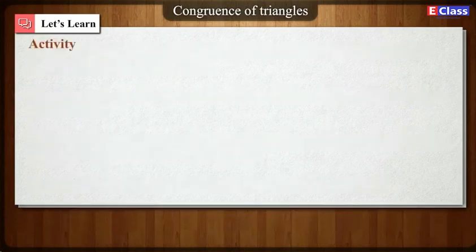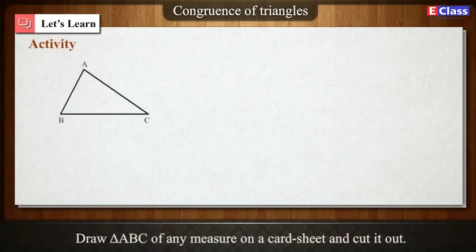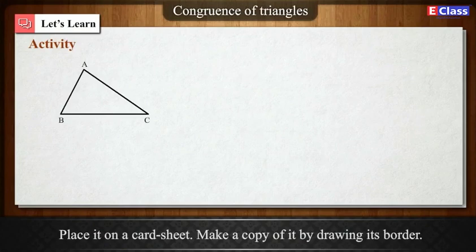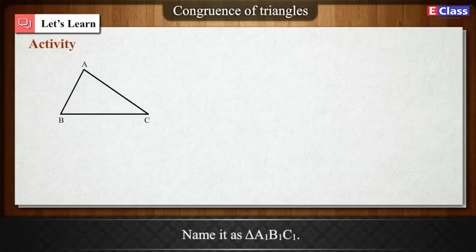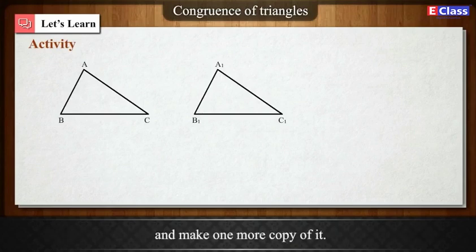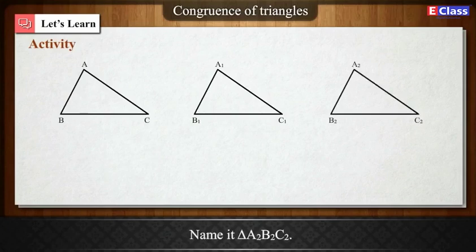Activity: draw triangle ABC of any measure on a card sheet and cut it out. Place it on a card sheet. Make a copy of it by drawing its border. Name it as triangle A1, B1, C1. Now, slide the triangle ABC, which is the cutout of a triangle, to some distance and make one more copy of it. Name it triangle A2, B2, C2.